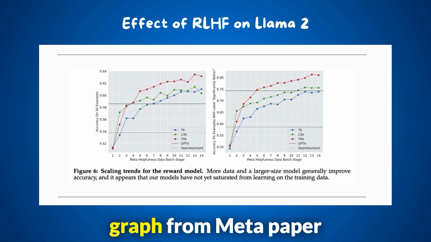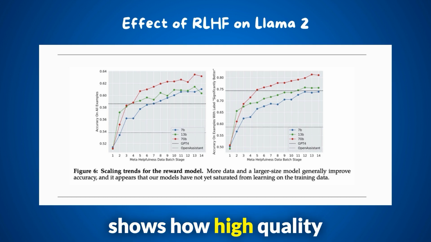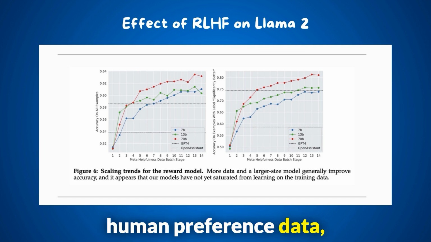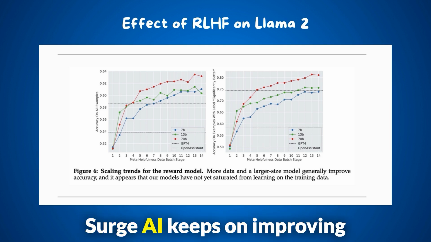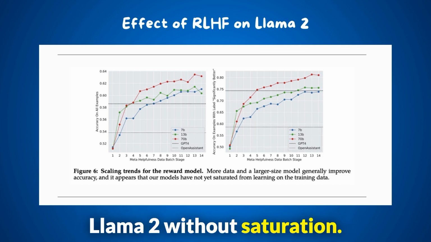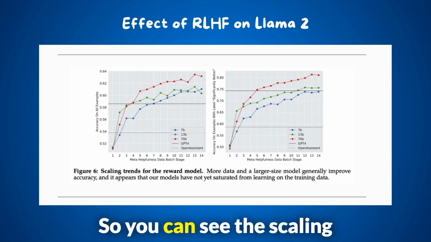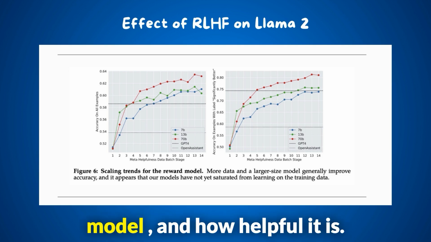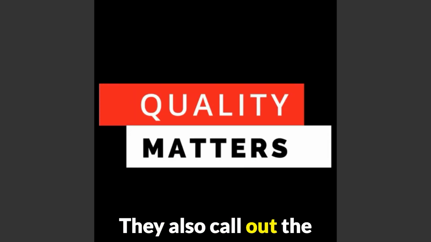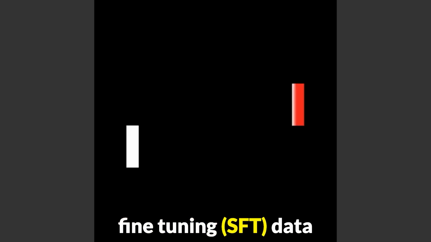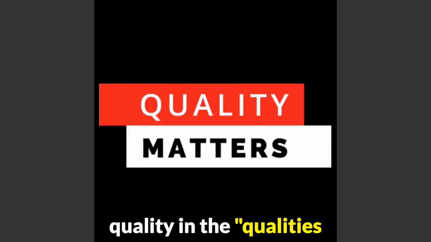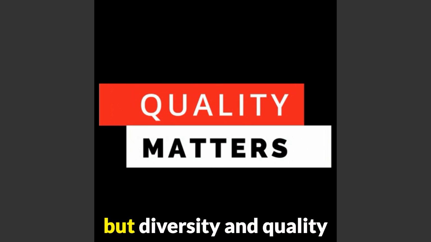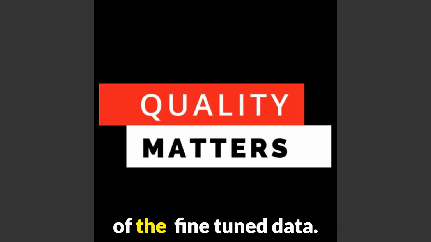And the below graph from Meta's paper shows how high quality human preference data, which is obtained from Surge AI, keeps on improving Llama 2 without saturation. So you can see the scaling trends for the reward model and how helpful it is. They also call out the importance of supervised fine tuning data quality. In the Quality Is All You Need section of the research paper, it's not about volume but diversity and quality of the fine tuned data.